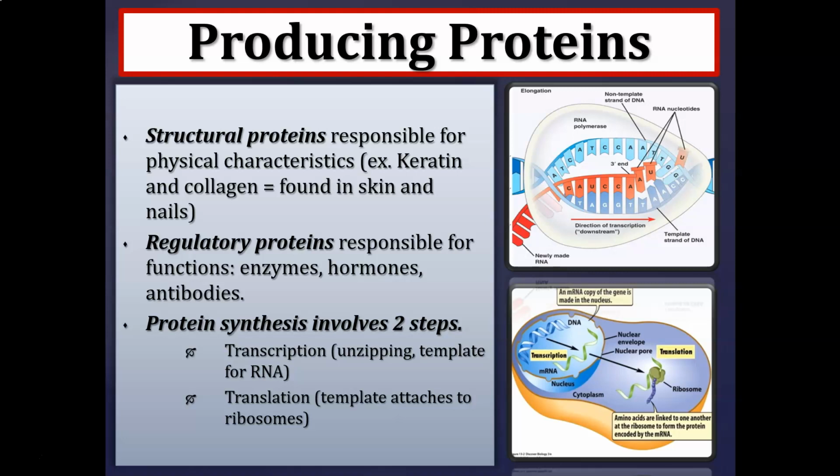All right, different types of proteins. There's structural proteins and regulatory proteins. Structural proteins are responsible for our physical characteristics. So for example, keratin and collagen are forming the structure in our skin and nails. And regulatory proteins are responsible for bodily functions. So some examples of that would be enzymes, hormones, and antibodies. Protein synthesis will involve two main steps. So we'll talk about it in more detail here in a moment, but the two steps are transcription and translation.